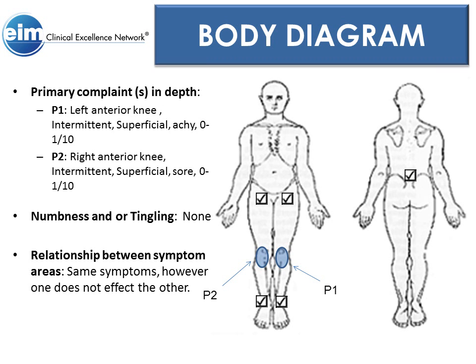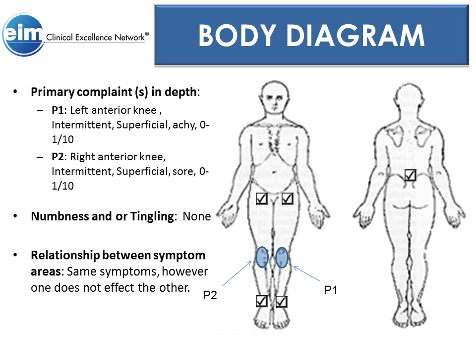His primary complaints are shown on the body diagram. We have P1, which is left anterior knee pain, and it was described as intermittent, superficial, achy. The patient also used the term, it's just a weird feeling, but we have pain that ranges from 0 to 1 out of 10.